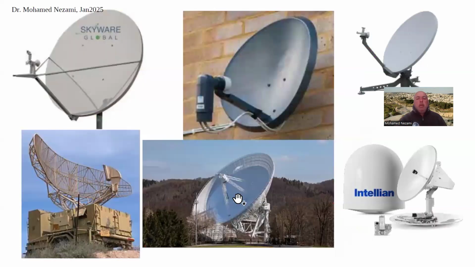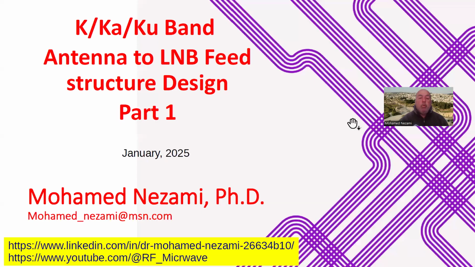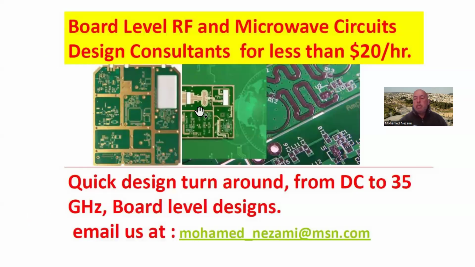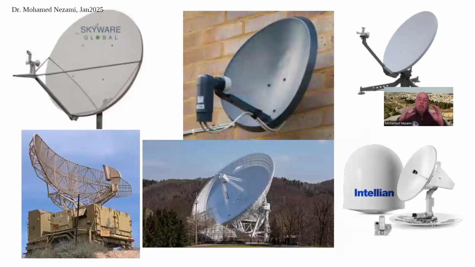Okay. All right. So let's look at today's topic. Like I said, what we're going to look at today is basically the K-band antenna to LNB feed structure designs. This is the part that interfaces between the horn antenna and the low noise block down converter.